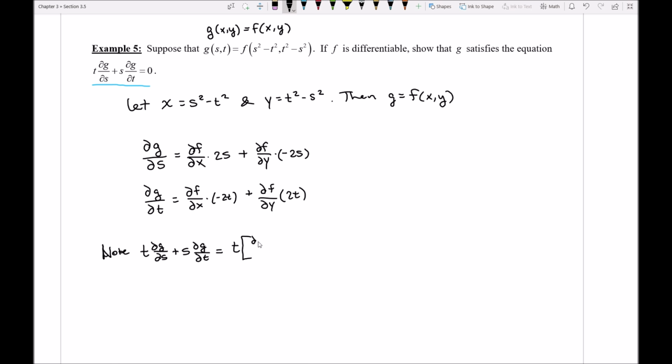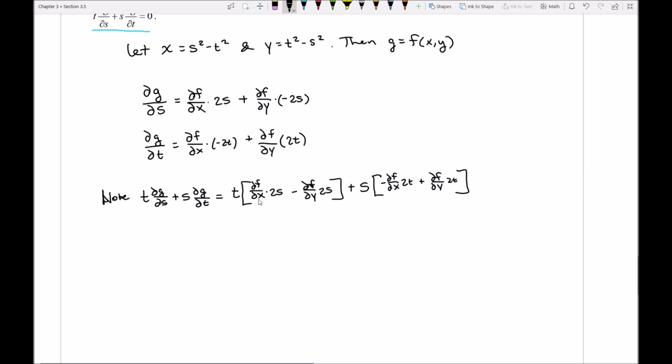So here, I can plug in my partial derivative of f with respect to x times 2s. And then here I'm going to write minus partial derivative of f with respect to y times 2s. I can then go ahead and do plus s times the partial derivative of g with respect to t. I'm going to copy down what I had for that. Notice that's got a minus on it, so I'll just pull that to the front. And I have this. Now I'm hoping that this turns into 0 because that's what the problem says I should get, but let's just quickly see.